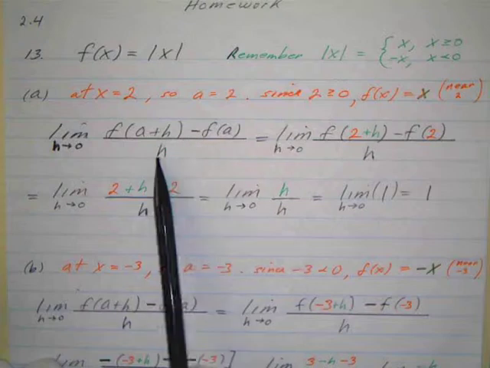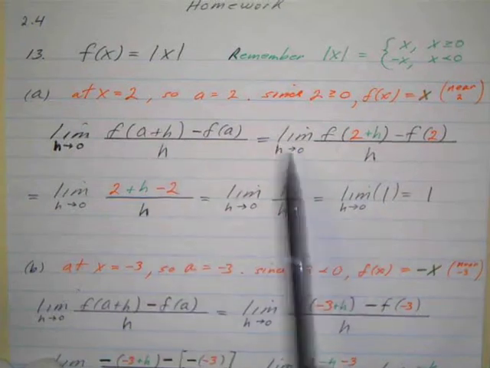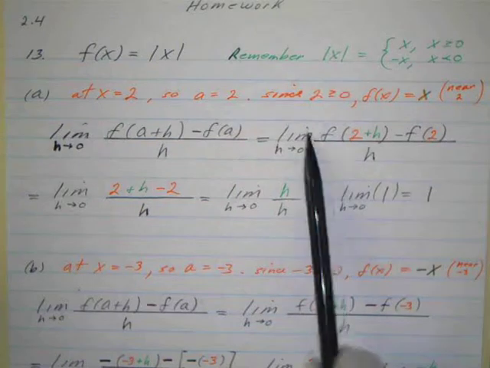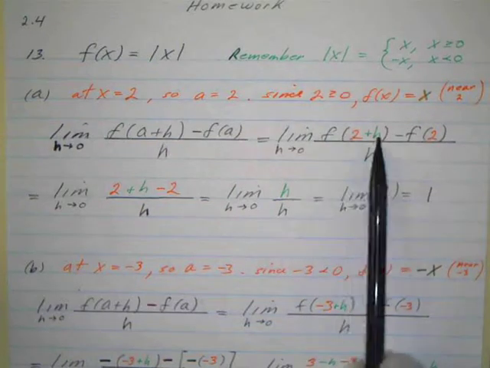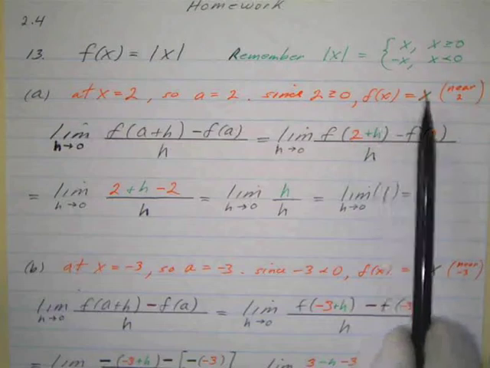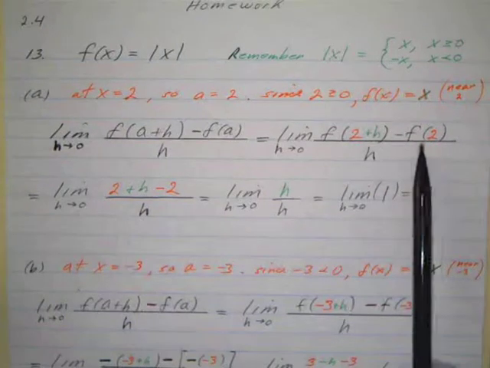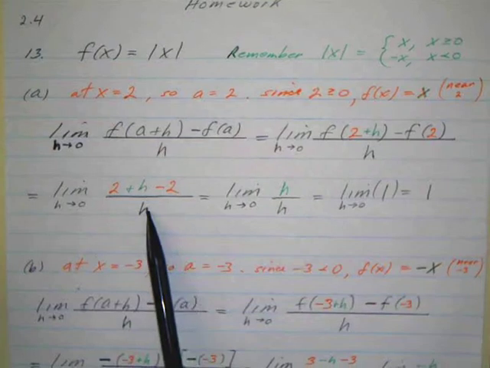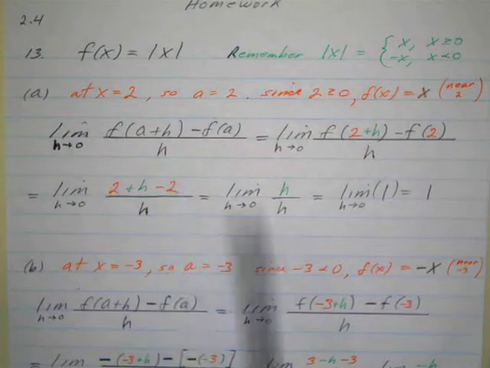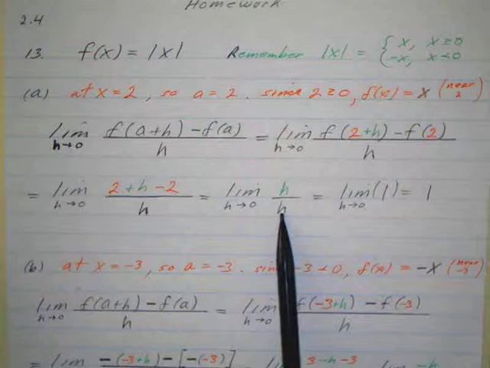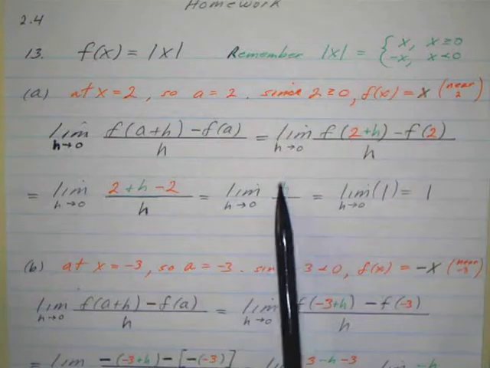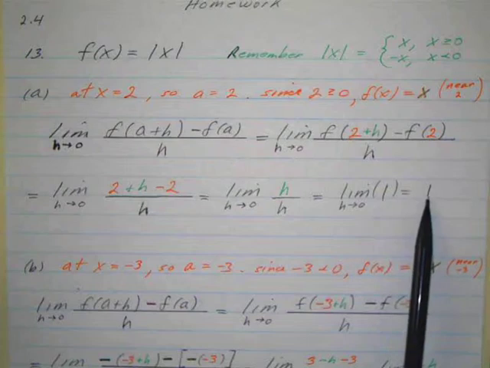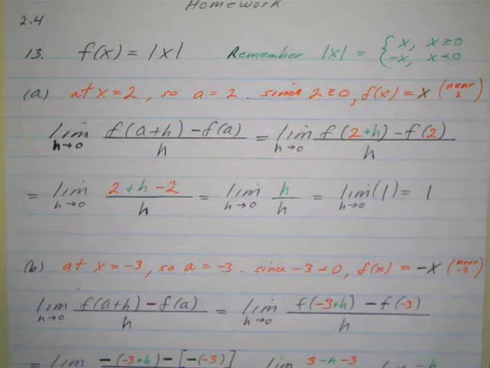f of a plus h minus f of a over h equals. And then a is going to be 2, so I just put a 2 in. Now remember, the function is just the identity, so f of 2 plus h is just 2 plus h. See, f of x equals x, so it's just that. And then f of 2 is just 2. It's the identity. And then we can cancel. 2 minus 2 cancels out, so we have h over h. And that just simplifies to be 1. And the limit of 1 as h approaches 0 is just 1. So that's the slope. So the slope is 1.